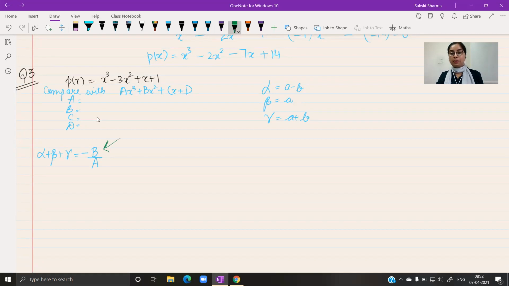ये देखो, मैंने यहाँ पे कैपिटल्स में यूज किया है, just be careful. Don't use minus lowercase b, lowercase a. Use the values of alpha, beta, and gamma as given here: a minus b plus a plus b. Use the values of the coefficients.